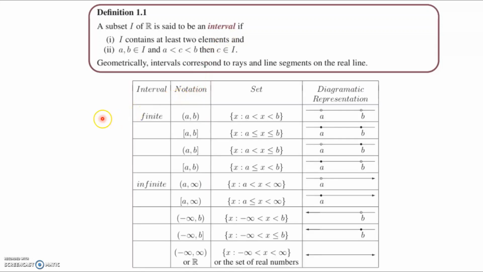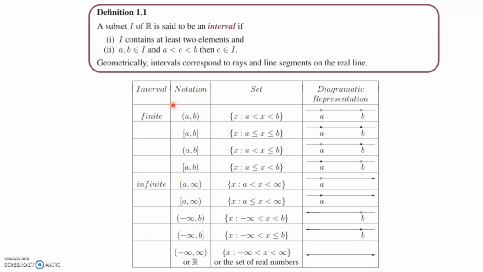Now there is finite interval and infinite interval. Let me explain what's an infinite interval first. An infinite interval is an interval such that there is no definite number where it ends. It goes to infinity. So it can be infinite to the right or infinite to the left. So all these are called infinite intervals, whereas these are finite intervals.